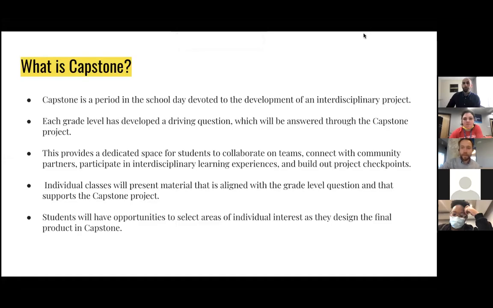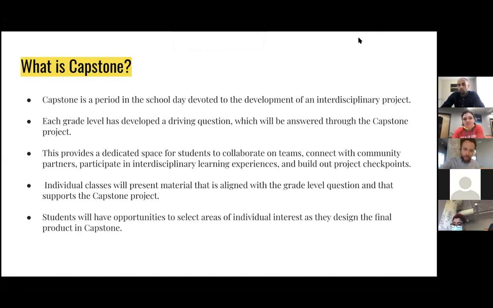There is going to be a period in the school day devoted to the development of a single interdisciplinary project. So instead of having 5, 6 projects that you're working on in all these different classes, you're going to be really building one project over time. Each grade level has a driving question. So when you get into 10th grade next year, there's going to be this one question that you're seeking to answer through the capstone project.